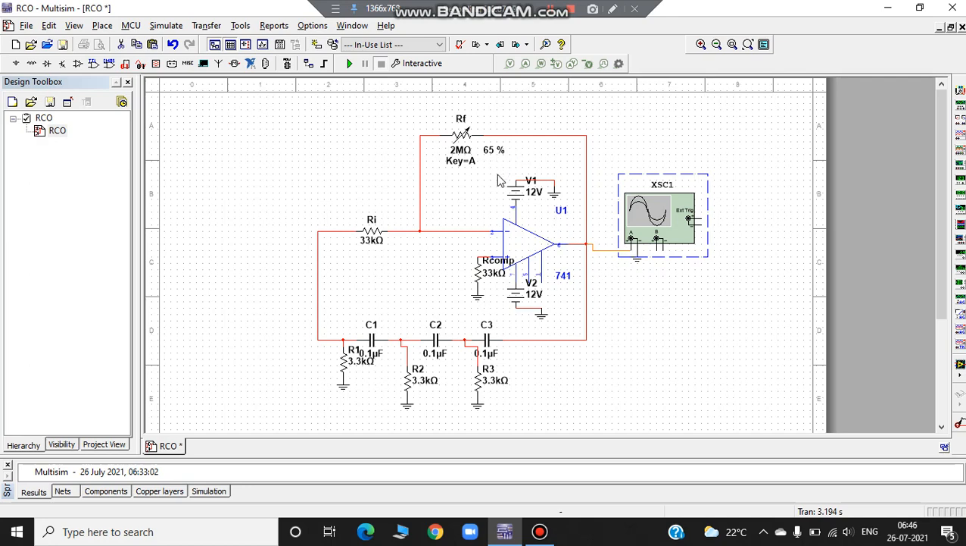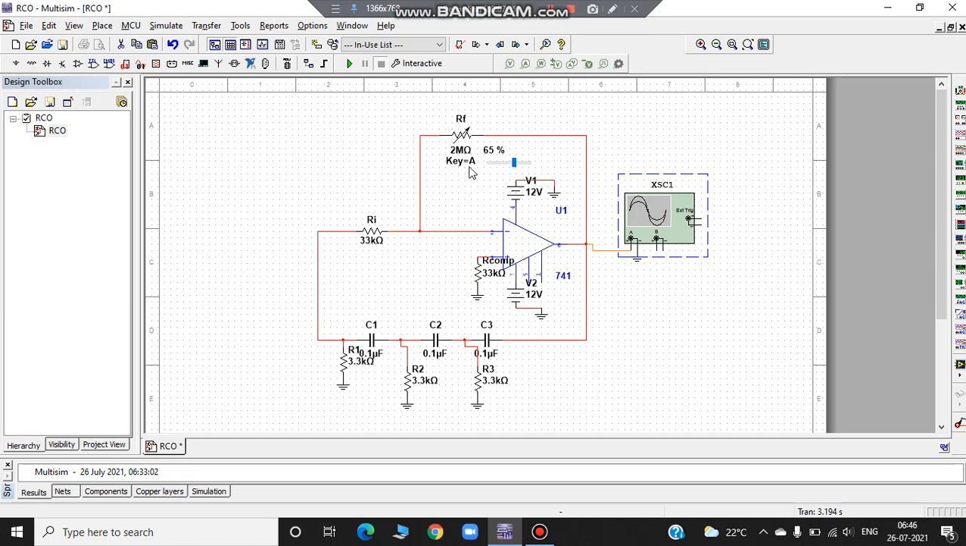So fixed resistors we cannot use for this. We'll use a variable resistor of 2 mega ohm and vary this by this slider.